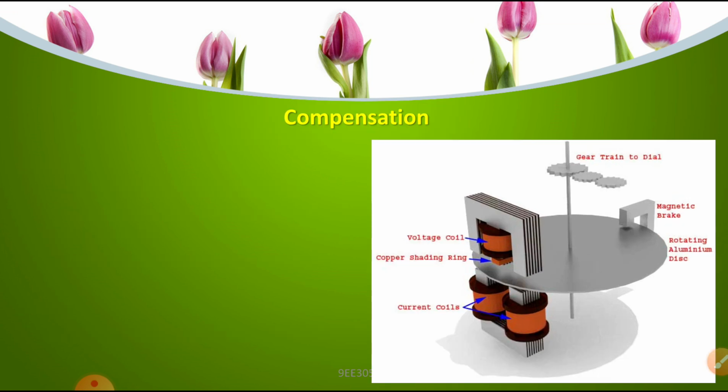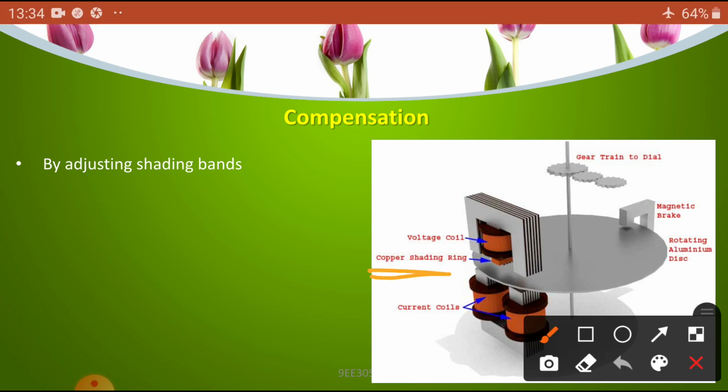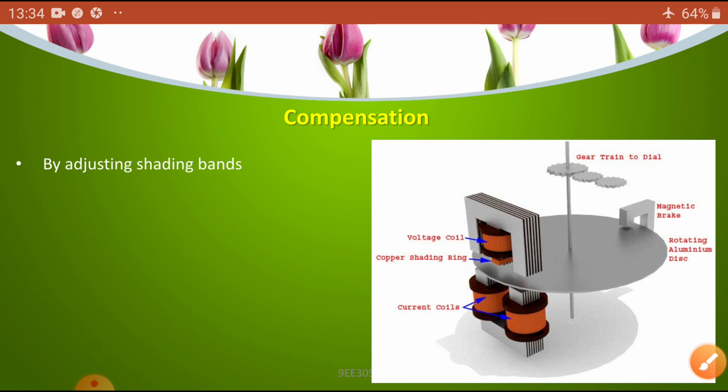Now how is compensation done? How do we avoid this higher speed at low power factor? That can be adjusted by the shading bands. Where are the shading bands? You can see this is the shading band. By adjusting the shading band, we forcefully make the voltage and flux phi 2 at 90 degrees. Then the speed of this aluminum disc at low power factor is maintained at a constant speed.